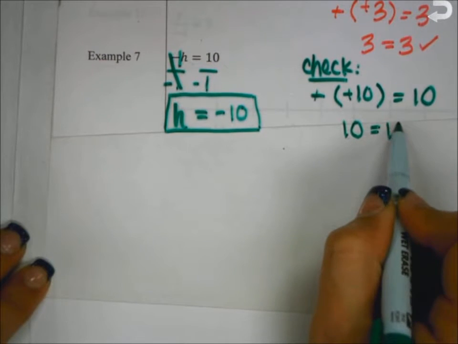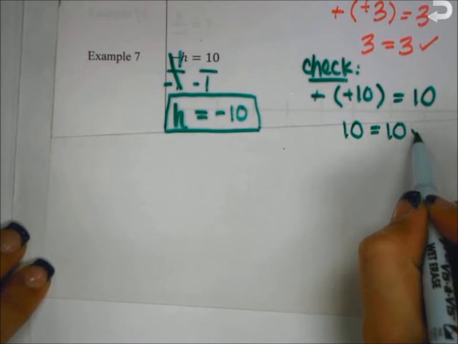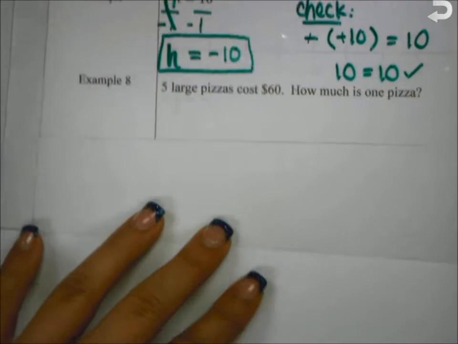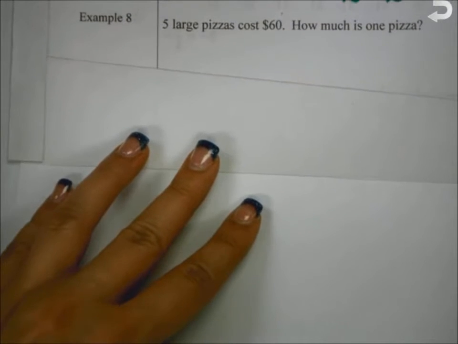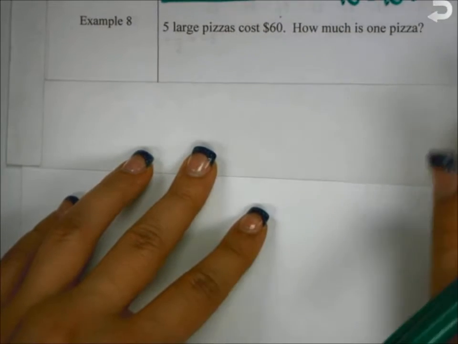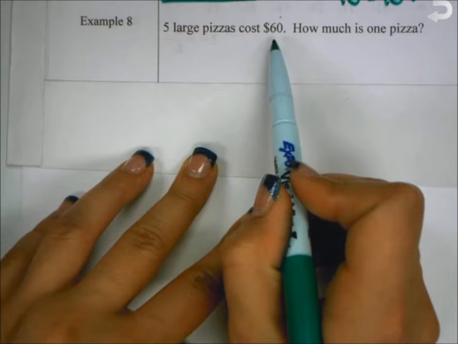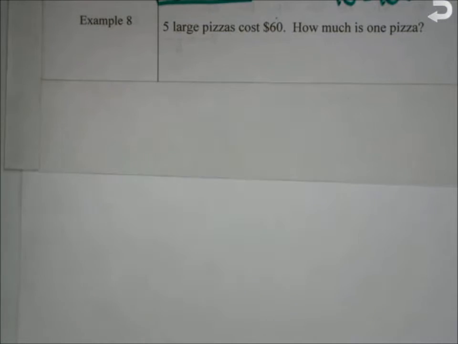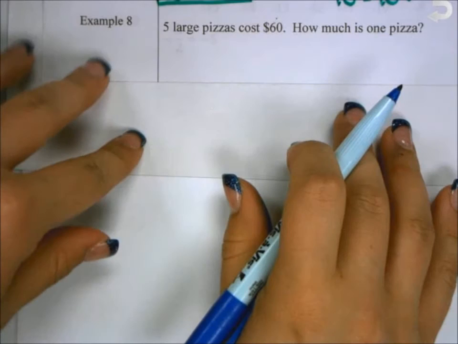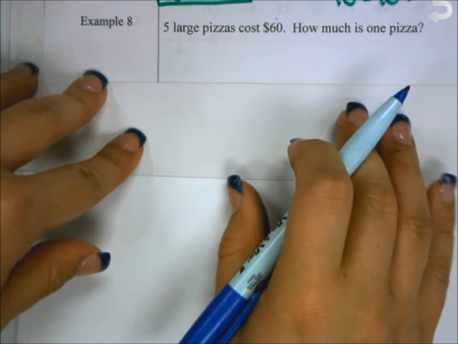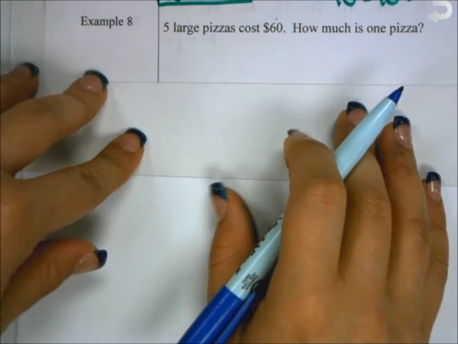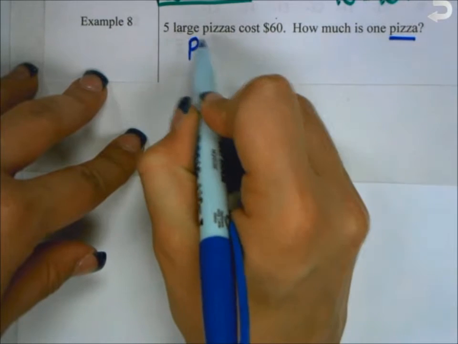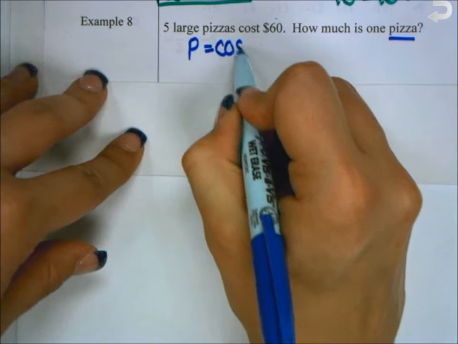Watch out. It's a word problem. Example 8. 5 large pizzas cost $60. How much is one pizza? The first thing we have to do whenever we have a word problem is define the variable. So what are we looking for? Pizza. What do you want to make the variable for pizza? How about P? So P equals the cost of one pizza.